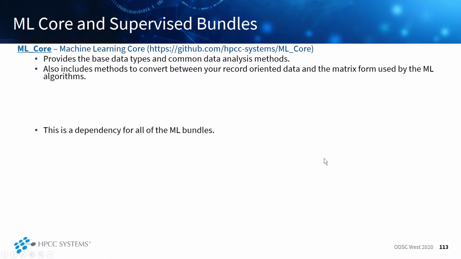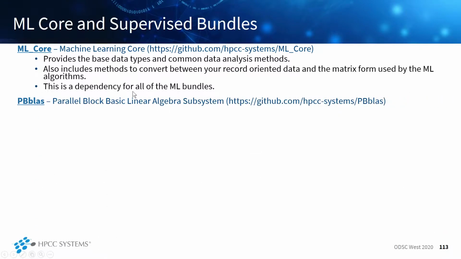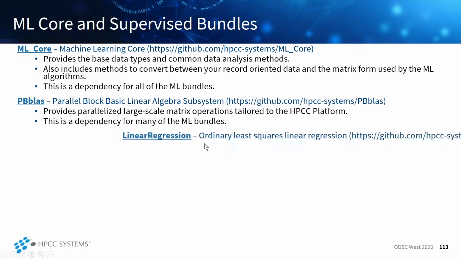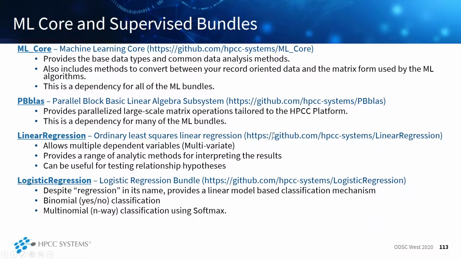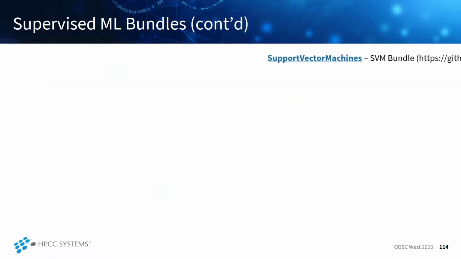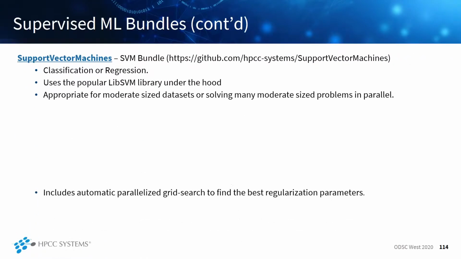All right, so there's the core, which you install for most of the bundles that you're using. We have parallel block basic linear algebra subsystem, or PB-BLAS for short. Okay, we have linear regression and logistic regression that are bundles that are currently available and well documented, and some of them even have blogs and tutorials that are built in. And in my machine learning course, I have courses on linear regression and PB-BLAS, and soon to be released logistic regression. Okay, we also have support vector machines.